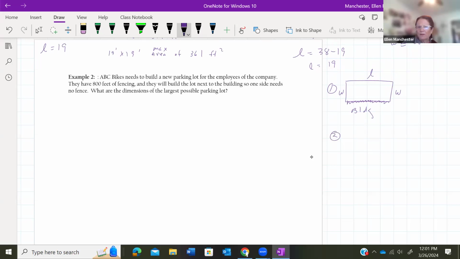Okay, so my objective is my largest possible area. So my objective is length times width again. The constraint is what's holding me back. So the constraint is 800 feet of fencing. Well, because of my picture, I can see I have 2W plus 1L has to be less than or equal to 800. Without that picture, it would be very hard to come up with a constraint, but the picture shows what we're looking at.